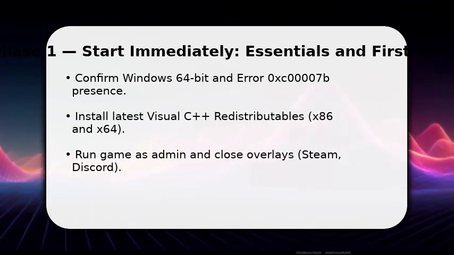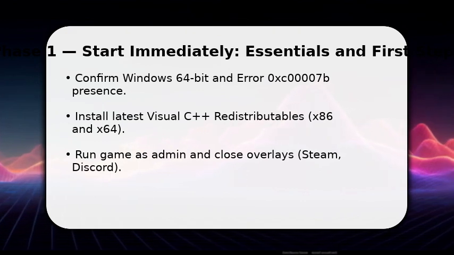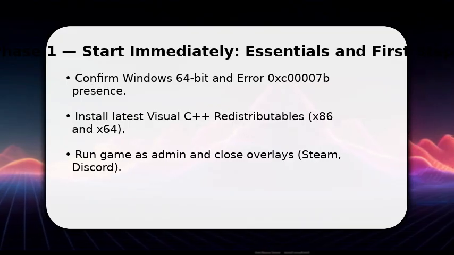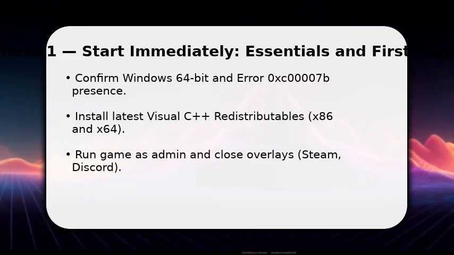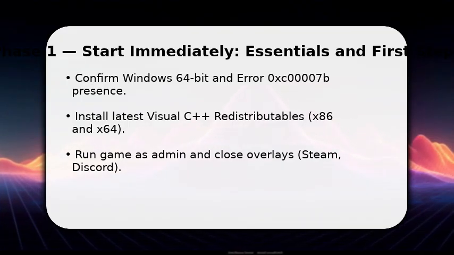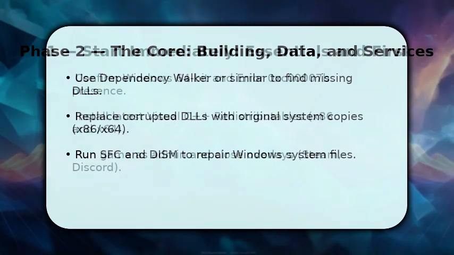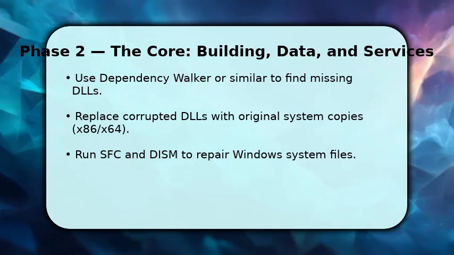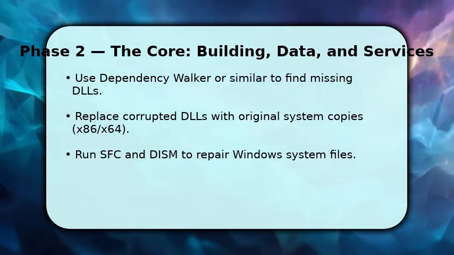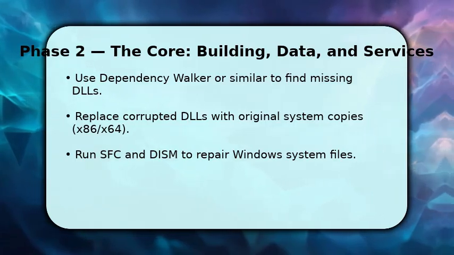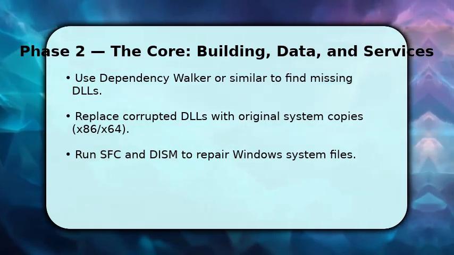These initial steps fix most runtime library and permission issues. They prepare the system so deeper repairs will work reliably. Now you locate the broken DLL chain. Use Dependency Walker or a modern alternative to spot missing or mismatched DLLs for Watchdogs. When you find corrupt files, replace them with verified originals from a clean machine or Windows installation media.